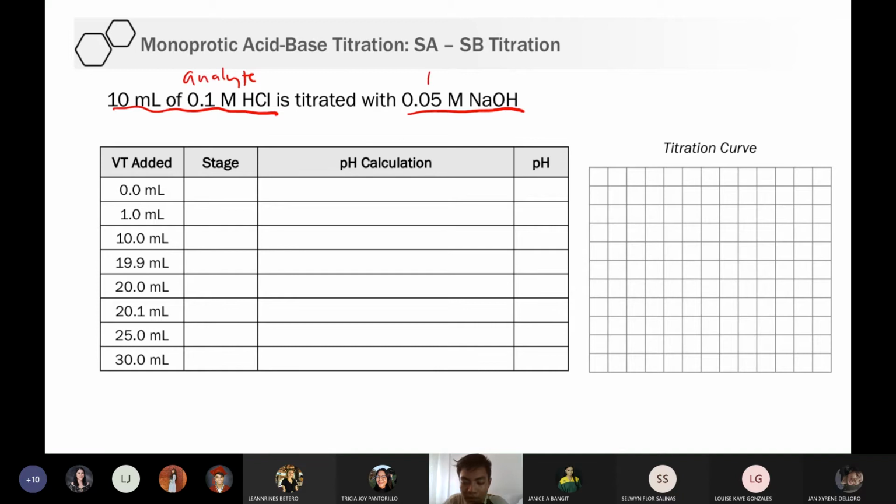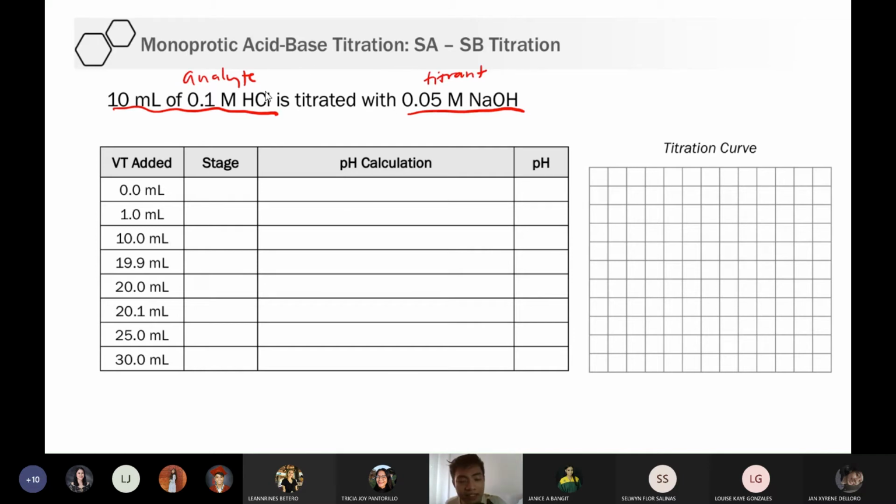O kaya may keywords ka naman, basahin nyo, titrated with. Ibig sabihin, ito yung pinantitrate. Grammar lang din minsan. Kaya nga sabi sa mga FB post, reading comprehension talaga is the key. So, sabi niyan, titrated with this, ibig sabihin, ito yung titrant.